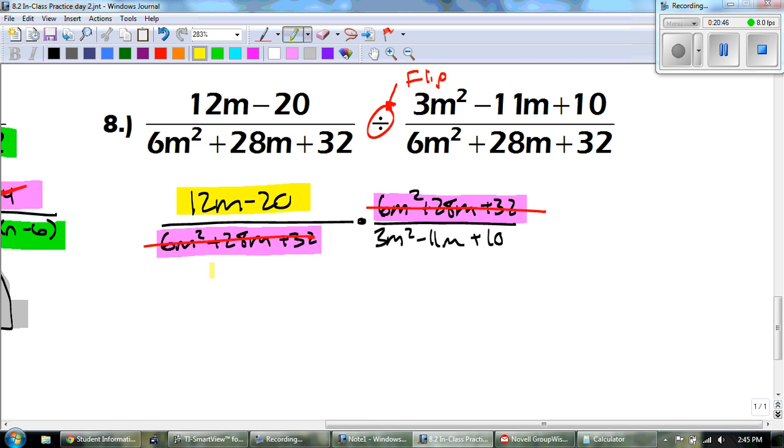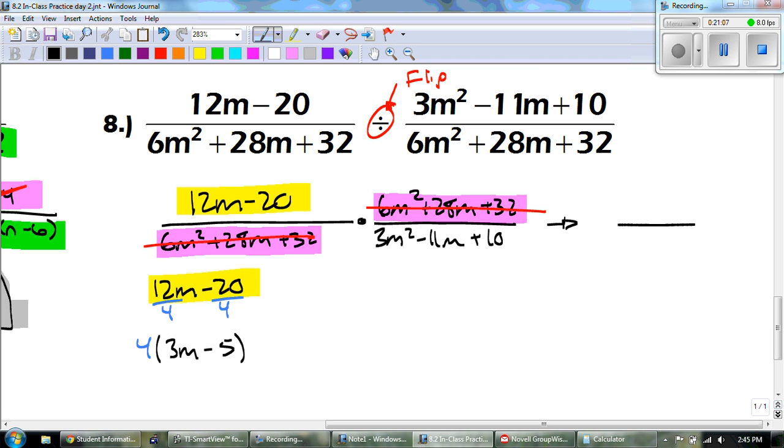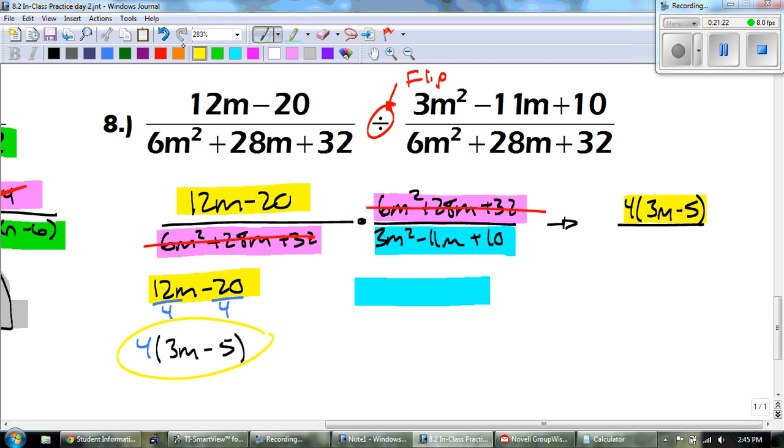And now I have to factor the 12m minus 20. We're going to factor that by GCF. A 4 goes into both of those, and we're left with 3m minus 5. So that's going to be my new numerator up here, 3m minus 5. And now we have the 3m squared minus 11m plus 10.